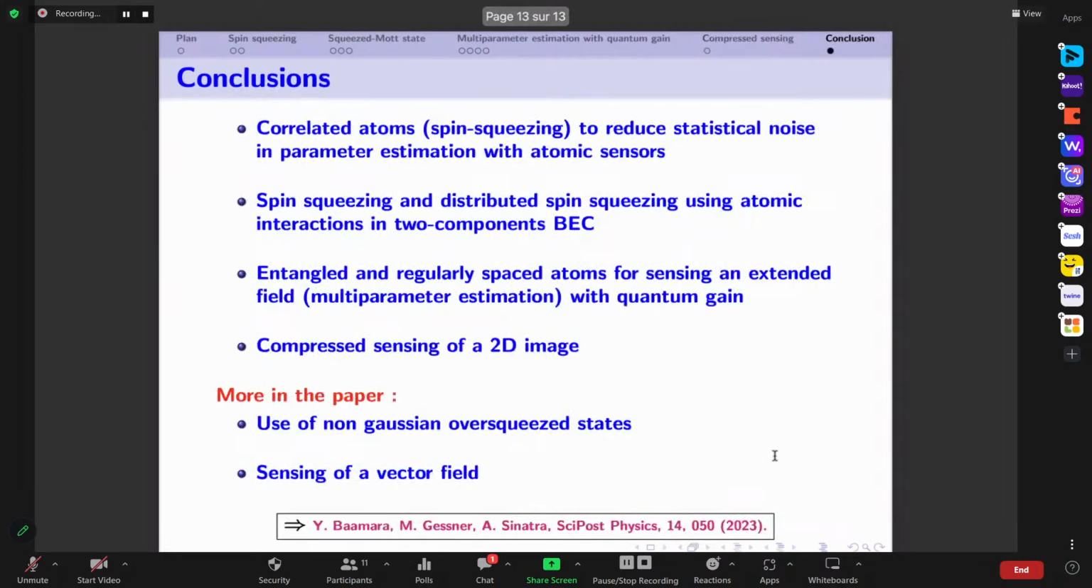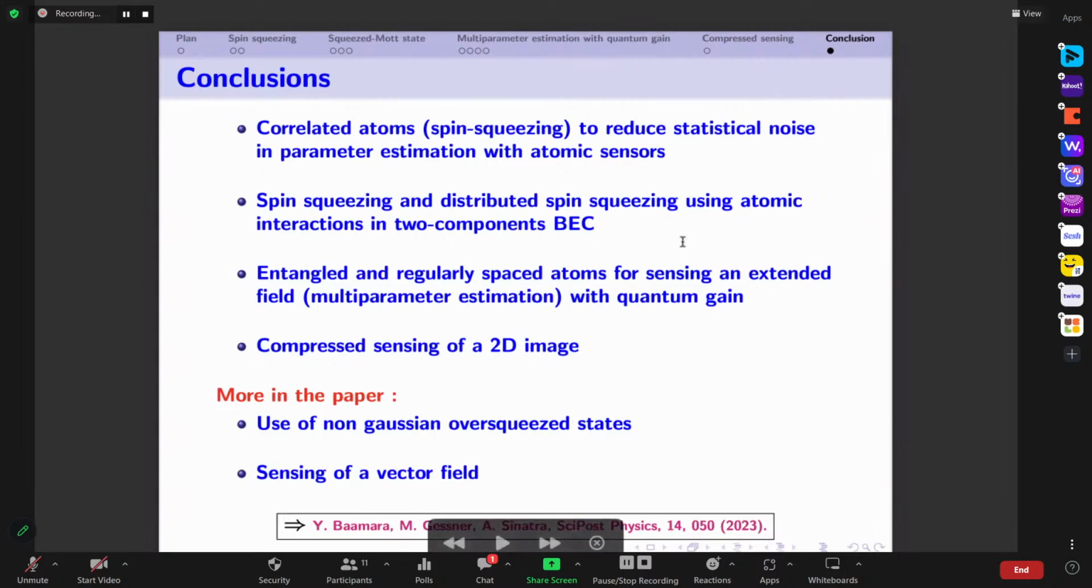Okay, so to conclude, I was telling you that one can use quantum correlations among the atoms, spin squeezing, to reduce the statistical noise in parameter estimation when using atomic sensors. And this is, for example, in clocks, but for us here it is multi-parameter estimation.